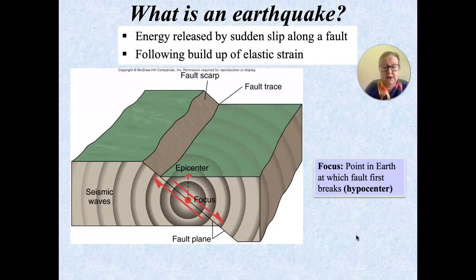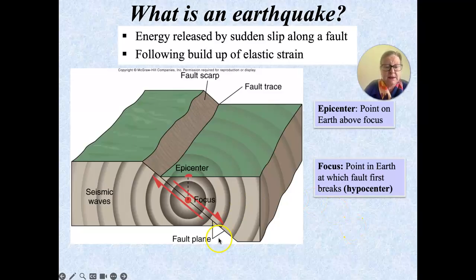Above the focus, directly above on the surface of the Earth, is the epicenter. And many of us are familiar with epicenter. When there's a large earthquake, you hear about where the epicenter was. And that's because we live on the surface of the Earth. And that is the place on the surface closest to the focus. So that is going to be the place that experiences the greatest amount of shaking. If you live over here, you're going to maybe feel these waves from the earthquake, but they're not going to be nearly as strong as if you were very close.